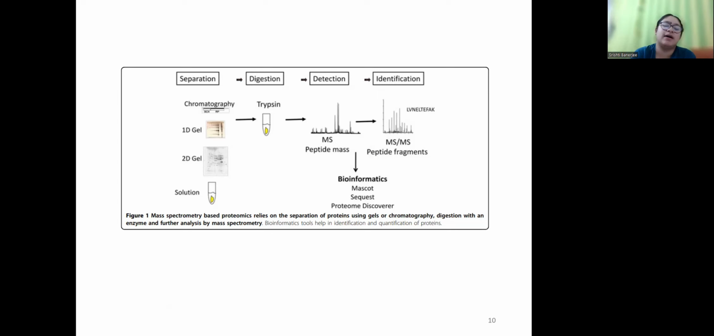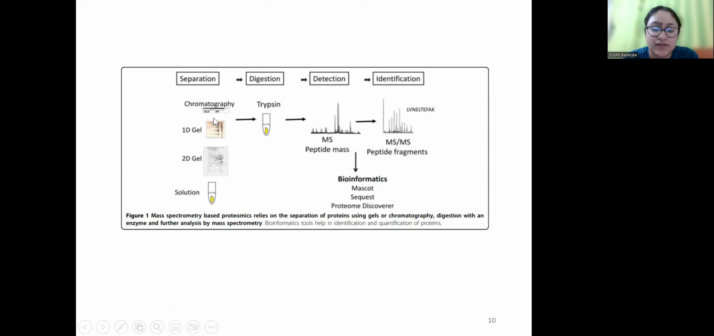Now MS, mass spec, is an instrument. It will give you a raw file that needs to be analyzed using some software. There are Mascot, Sequest, Proteome Discoverer. We use them, and we can find the count, the IDs, as well as the different proteins that are part of it.